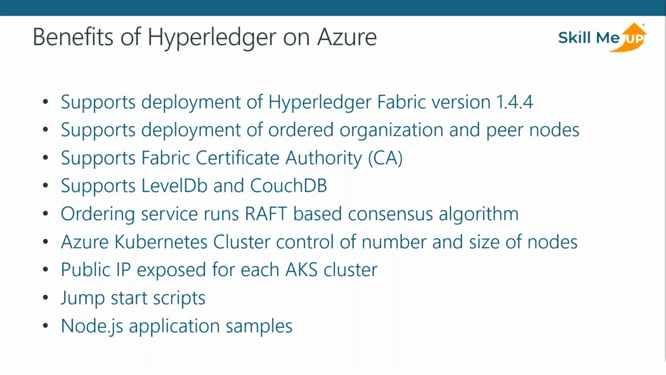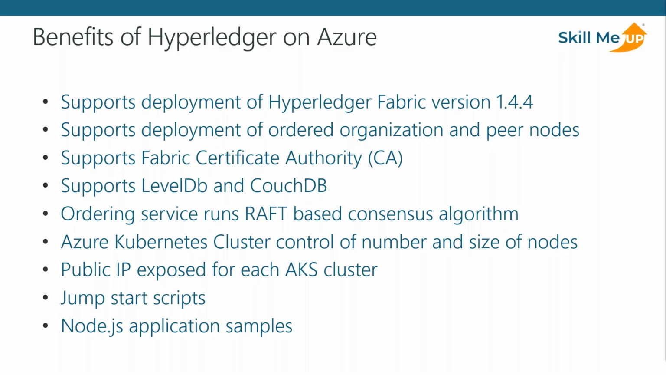Some of the top features of Hyperledger Fabric on Azure Kubernetes: it supports the latest version of Hyperledger Fabric. It also supports the deployment of the ordering organization and peer nodes. The Fabric Certificate Authority can use self-signed certificates, or you can upload a certificate from your root and use that as a certificate authority. It supports running LevelDB or CouchDB. The ordering service runs a highly available Raft-based consensus algorithm. You can also choose different consensus algorithms.